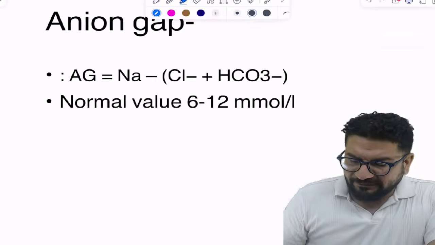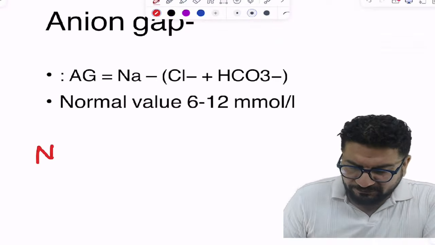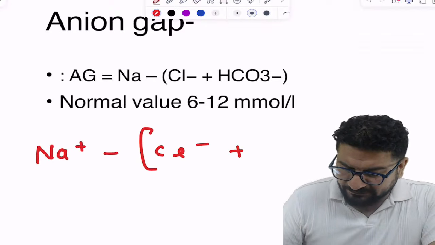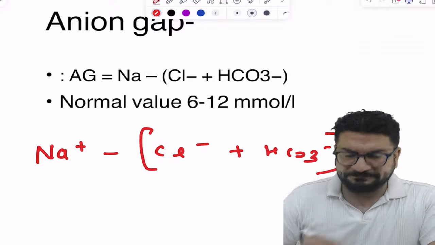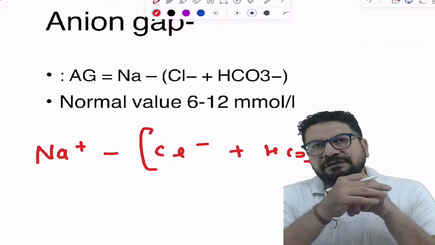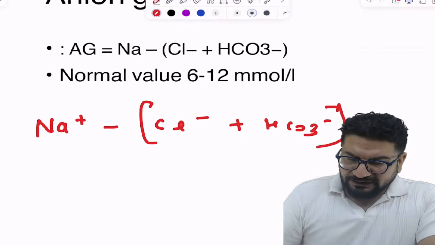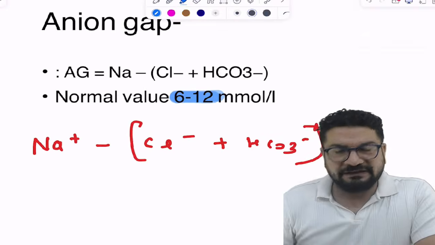So what is anion gap? Understand this thing. Anion gap is nothing. It is like sodium, means positive ion, minus sum of negative ion, means chloride plus bicarbonate. As a rule of mathematics, first we have to solve the bracket. So suppose whatever value is given, sodium minus chloride plus bicarbonate. So when you get a value in a range of 6 to 12, we call this normal anion gap.